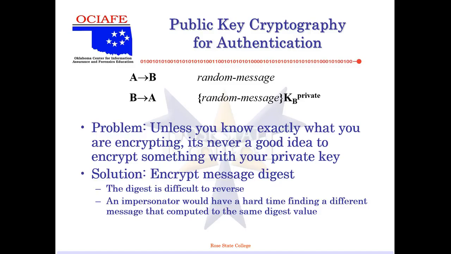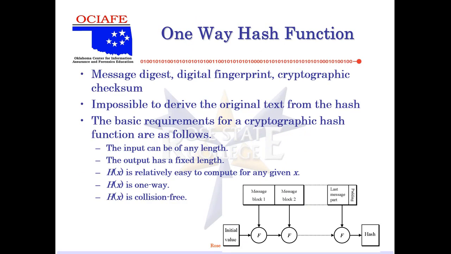A digest is difficult to reverse, and it would take them a long time to even do it if they even have the same digest value. So what do? Well, with the MD hashing, we came up with what we call a one-way hash function. It's basically a digital fingerprint and a checksum. It's impossible to derive the original text from that hash, so you can't take the system's hash, reconfigure it, and find out what the information was. Okay? The basic requirement for a cryptographic hash is that the input can be of any length, the output has a fixed length, no matter what the original.